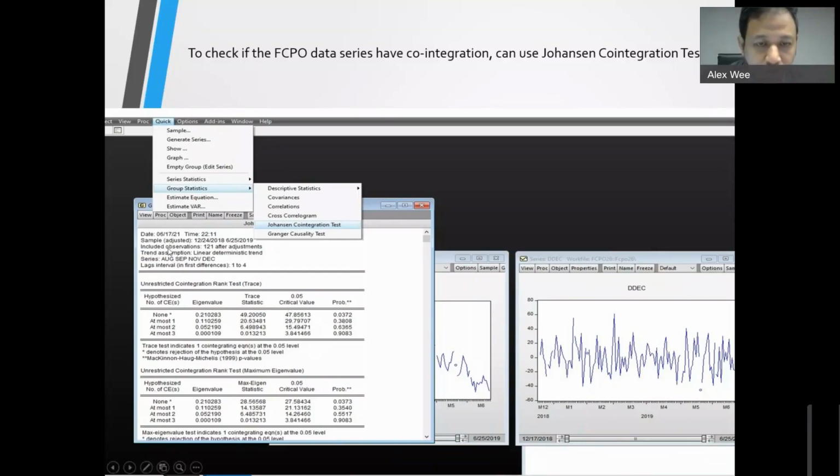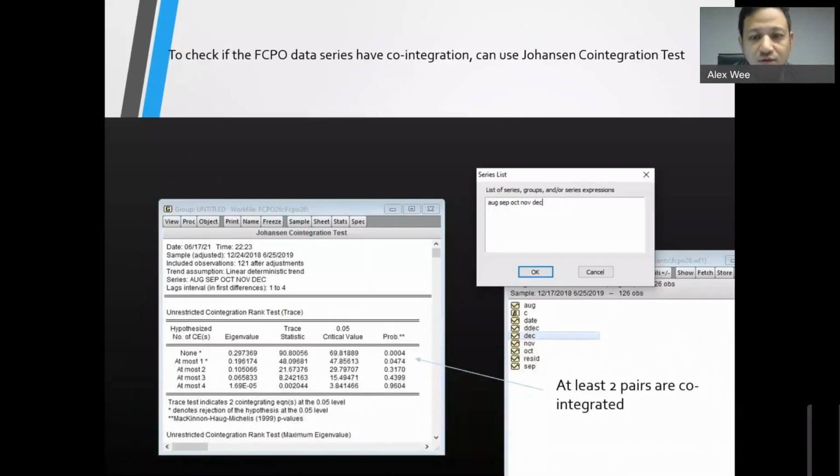Here, it shows that there is at least one pair that has co-integration, because the probability of none is less than 0.05. That means you have to reject none. It means there is at least one pair with a co-integration relationship. That's what it means. If you don't understand, it doesn't matter, I'm going into very technical detail here.